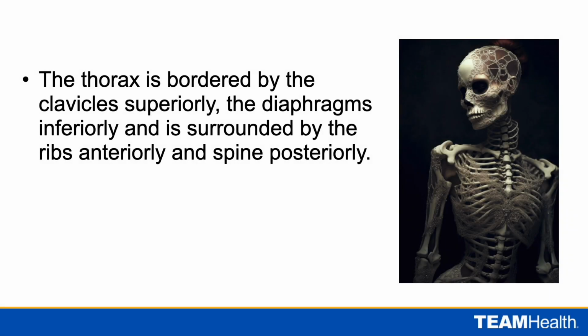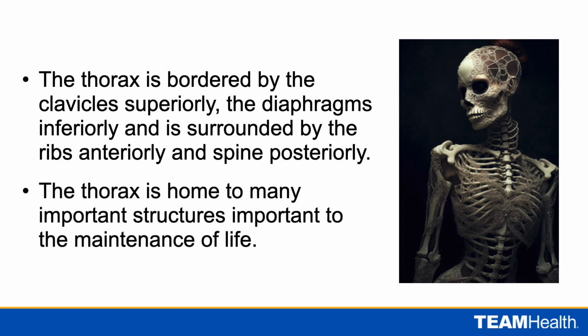The thorax is bordered by the clavicles superiorly, the diaphragms inferiorly, and is surrounded by the ribs anteriorly and spine posteriorly. The thorax is home to many structures important to the maintenance of life. Let's discuss some exam findings which may be problematic. For a thoracic evaluation, we will use our ears to listen, eyes to assess for symmetry, and hands for palpation.